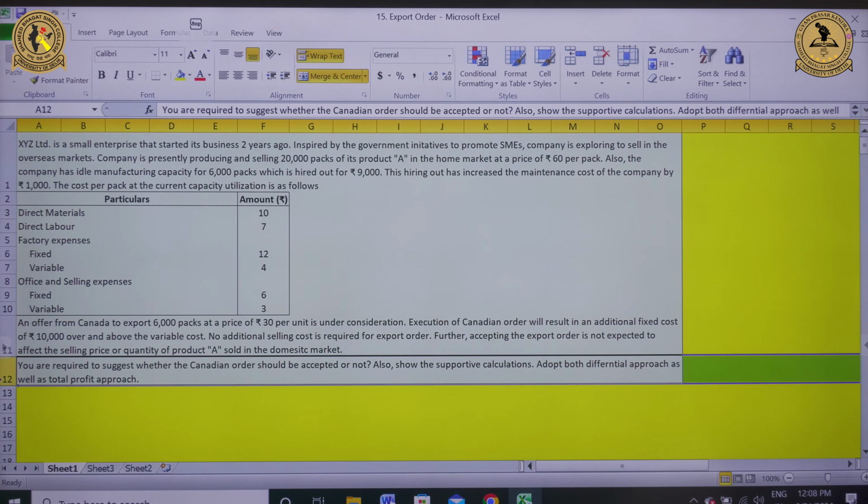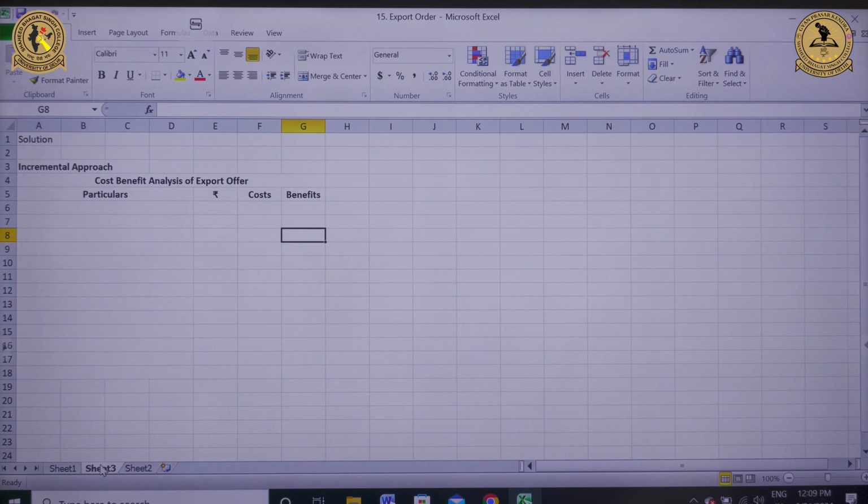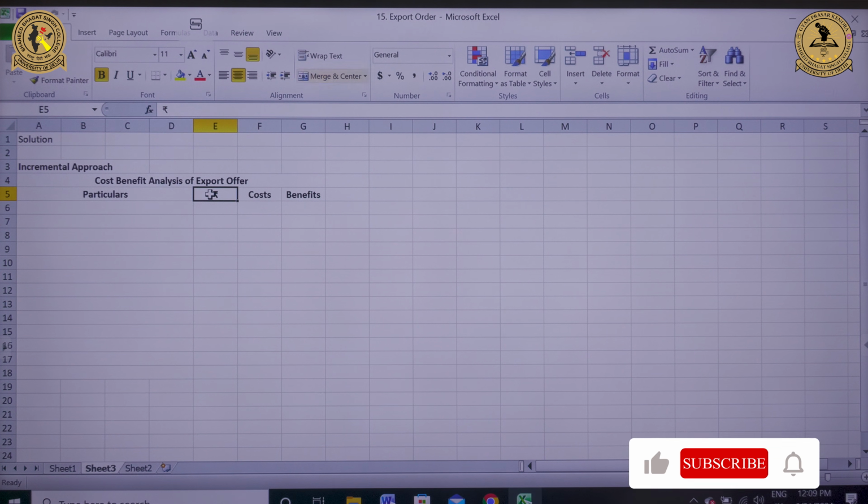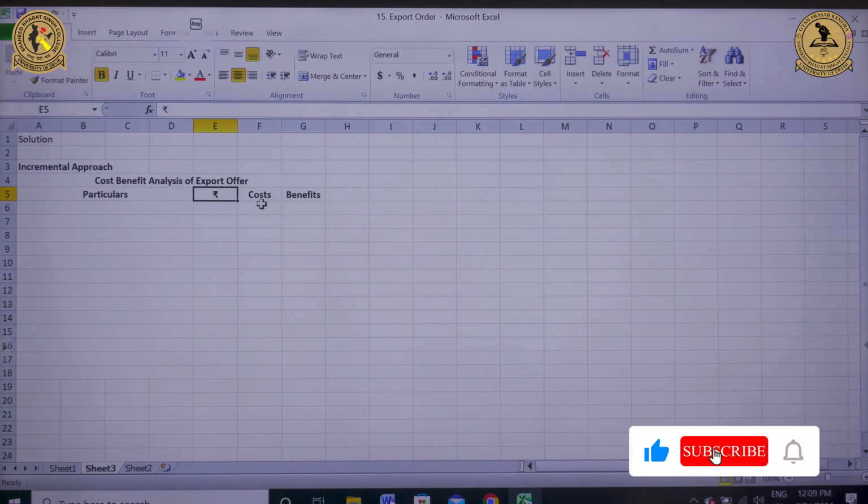Also show the supportive calculation, and we need to adopt both the differential approach as well as the total profit approach. So here we begin. This is the format for the incremental approach, cost benefit analysis of export order. Particulars: here we need to mention the per unit cost, then the cost and the benefit.